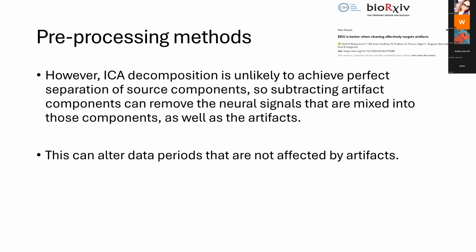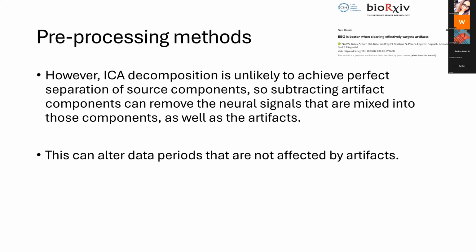One issue with ICA is that the decomposition into the source components is unlikely to achieve perfect separation of the source components. So subtracting the artifact components can remove the neural signals that are mixed into the putative artifact components, as well as the artifacts. This can alter data periods that are not affected by the artifacts. So for example, if you've got a blink artifact, using ICA can alter periods of the data where the blink artifact is not actually present.